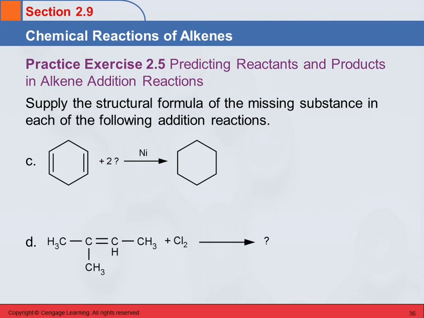Let's look at this one. Here we've got a cyclodiene. It's got 2 double bonds. And 2 somethings are being added to it with a nickel catalyst. And we're ending up with this cyclohexane, no double bonds. Now it doesn't look like there's any substituents on here, does there? What could we add that would do that?